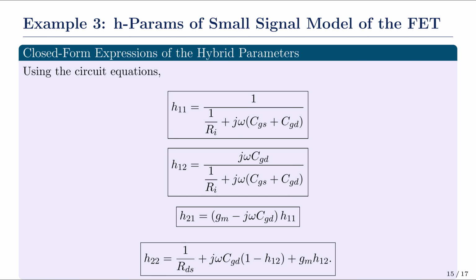The input hybrid parameter H11 is the reciprocal of the total input admittance formed by the input resistance and the two capacitances. The reverse parameter H12 is determined by the gate drain capacitance and the same input resistance. The forward parameter H21 is obtained by multiplying H11 by the effective transconductance term, while H22 includes the drain source conductance together with the capacitive feedback and transconductance contributions.